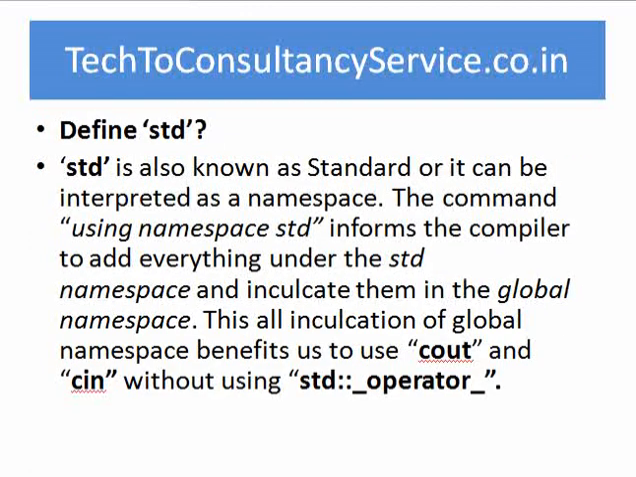Let's move on to our next topic, defining the standard namespace. Standard, or std, is a namespace. The command using namespace std informs the compiler to add everything under the standard namespace and include it in the global namespace. This inclusion in the global namespace benefits us, as we can use cout and cin without the std scope resolution operator. So if we want to use functions defined in iostream, such as cout and cin, we need to write the statement using namespace std.